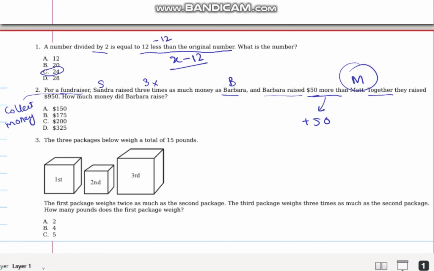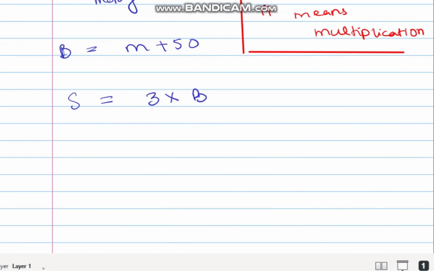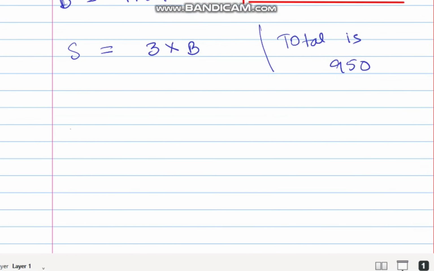Together they have raised 950. It means the total is 950. It's a very important point. Now we will add all of those things and equate them to 950. How can I do this? I will add Matt's money plus Barbara's money plus Sandra's money is equal to 950.